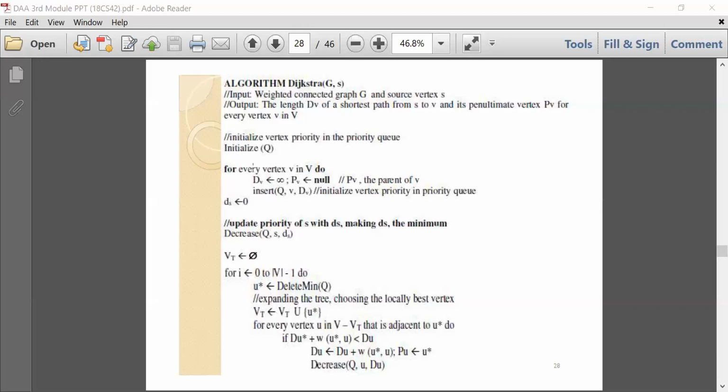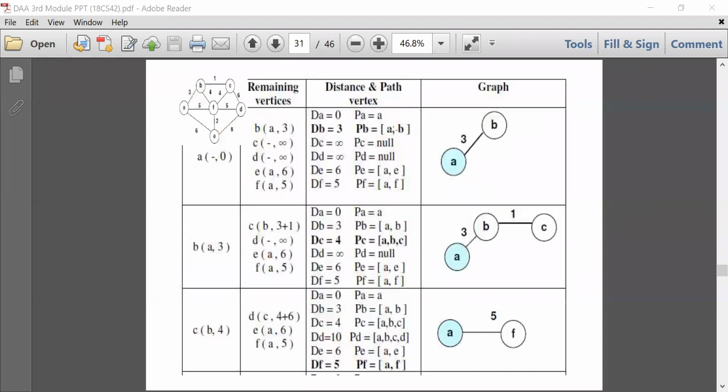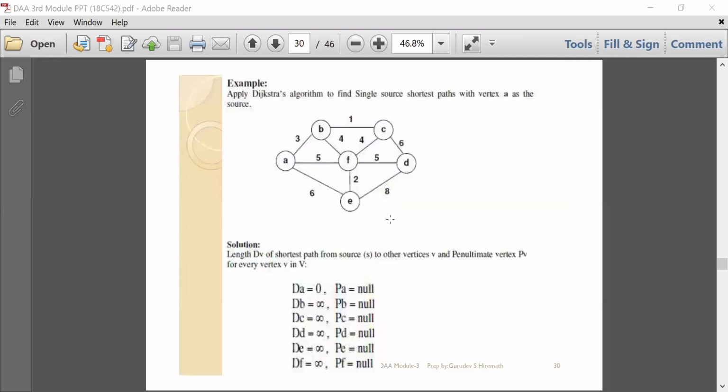The input I give is a weighted connected graph G and the source. The output: it will find the length dv of the shortest path from S to V. S is the source vertex, V is the destination vertex, and the penultimate vertex PV is the parent vertex, which we found like this. What is this path? A to B, B's parent vertex is A. Similarly, C's parent vertex is B. Like that it will find.